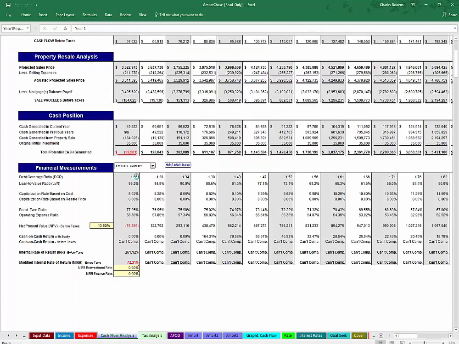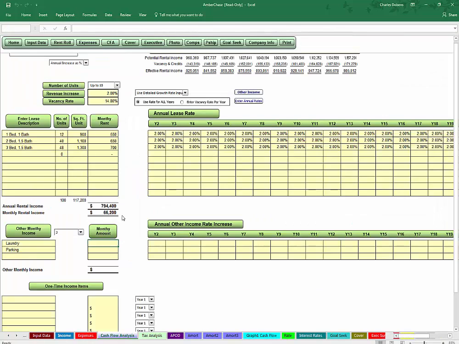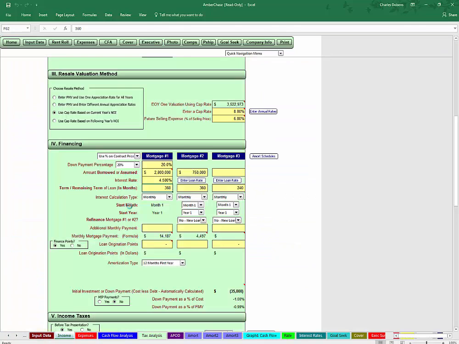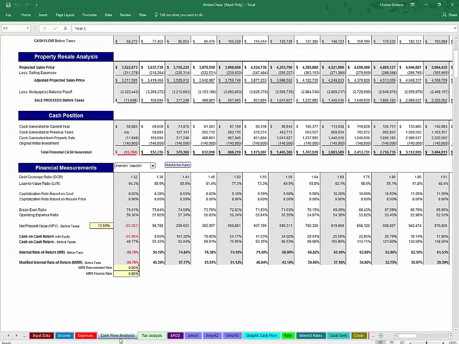Now I'm up to 1.26. Hold on, wait a minute. What did I do? Let me just do something here. If we put more, yeah, I think that's going to, okay, so we're going to put more money down. So let's keep it at 25, but let's change the amortization to 30 years. So now we're up at 1.32. Still nowhere near what we need it to be.